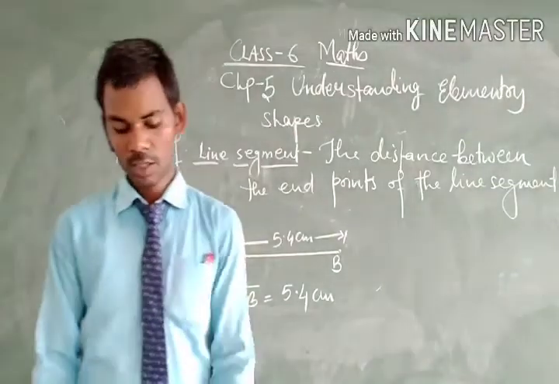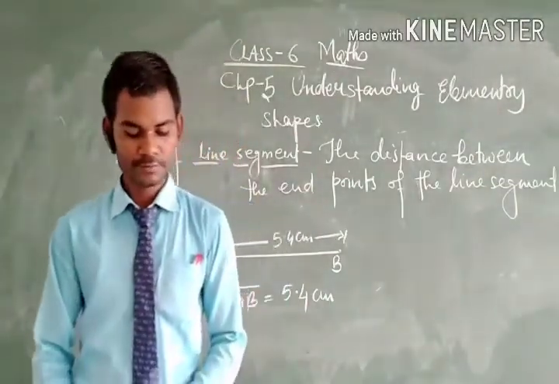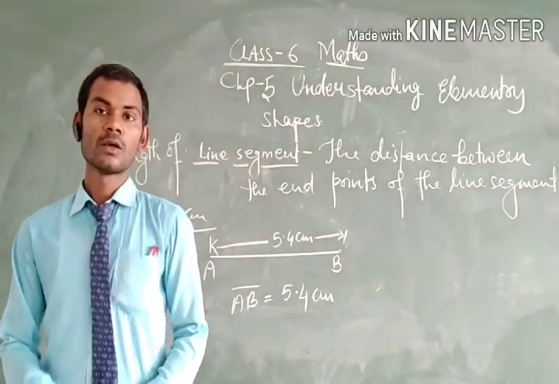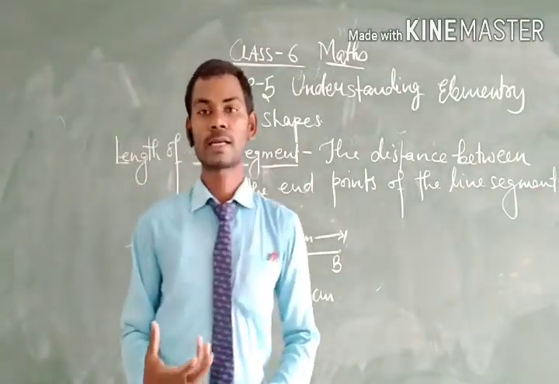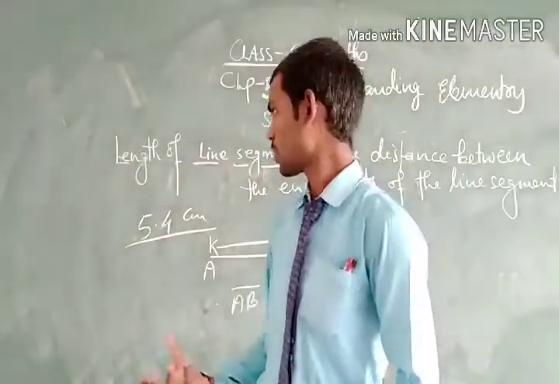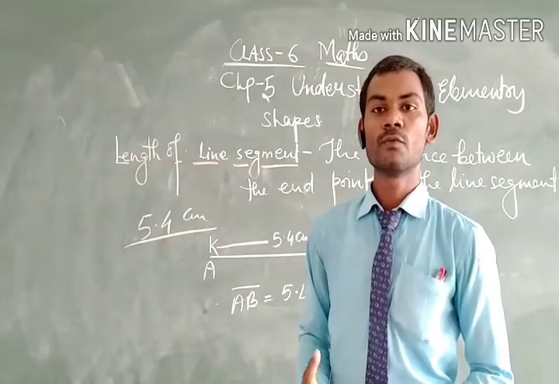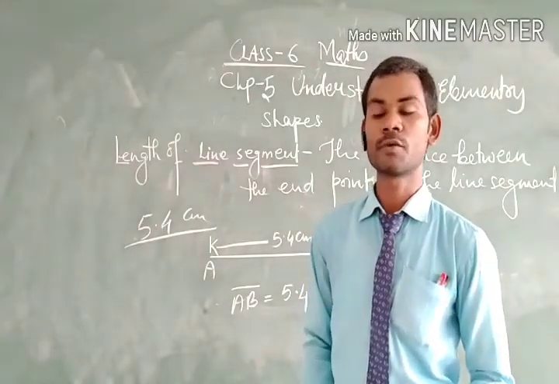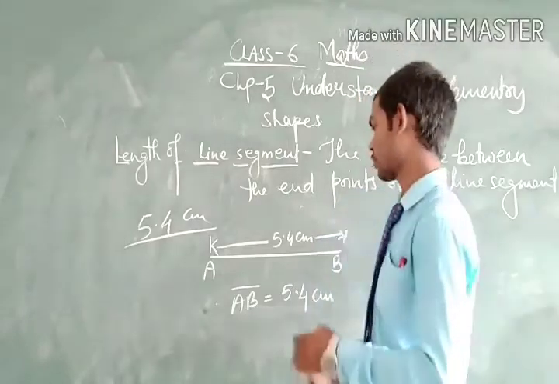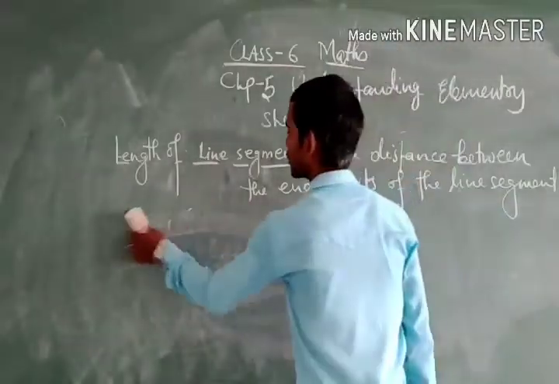Now let us see how we decide or justify that two lines are said to be congruent. Here, one of the most important things about the length of a line segment is when two lines are said to be congruent. What is the meaning of congruent? So first of all, let us understand the meaning of congruent.